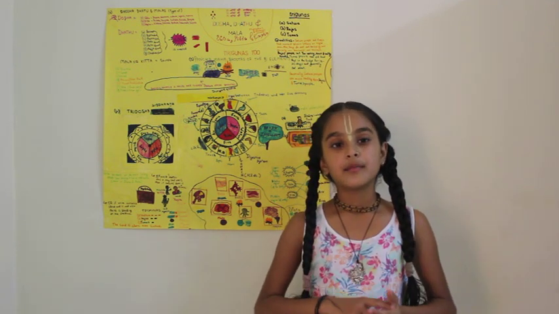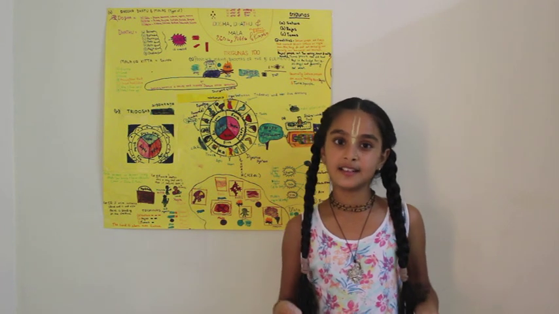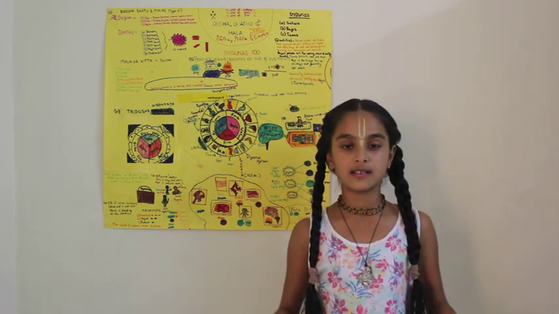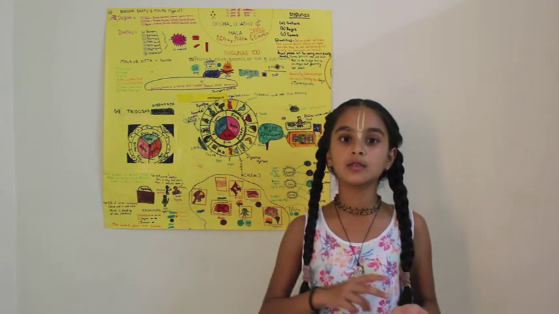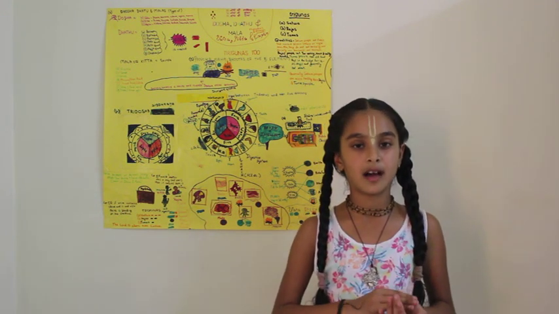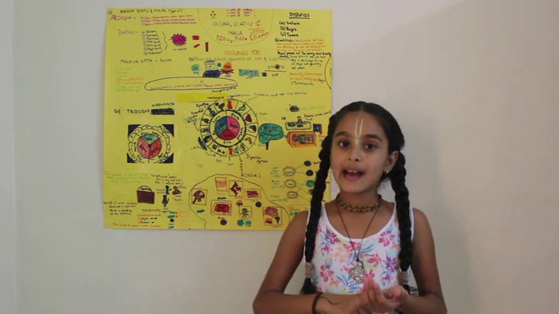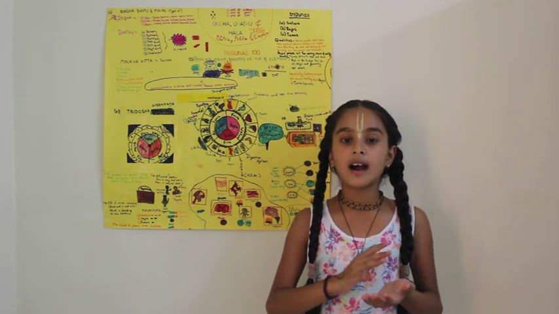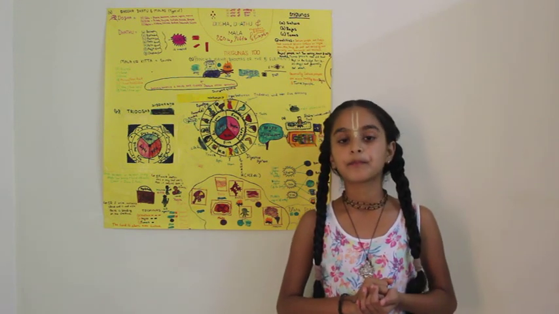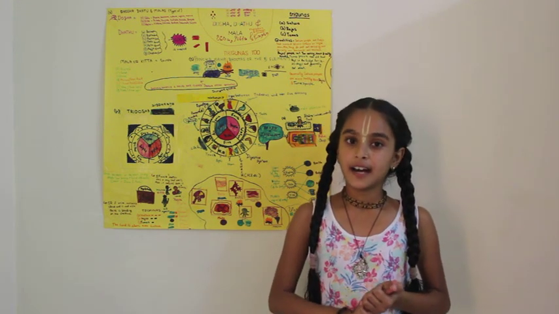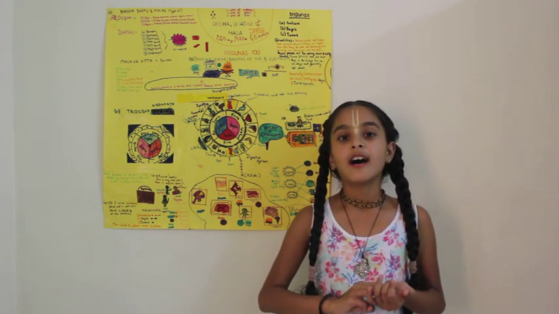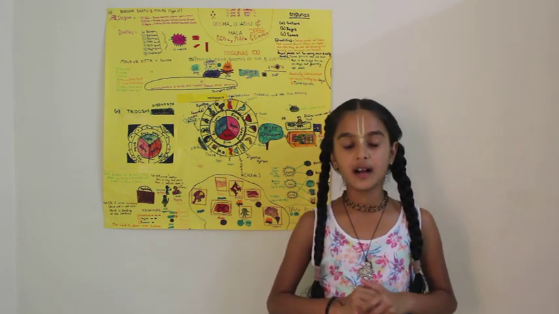So doshas actually are three types: vata, pitta and kapha. Each one of them has 5 divisions. Vata has prana, udana, samana, vyana and apana. Pitta has pachaka, ranjaka, sadhaka, alochaka and rajaka. Kapha has kledaka, avalambaka, shleshaka, darpaka and bodhaka.